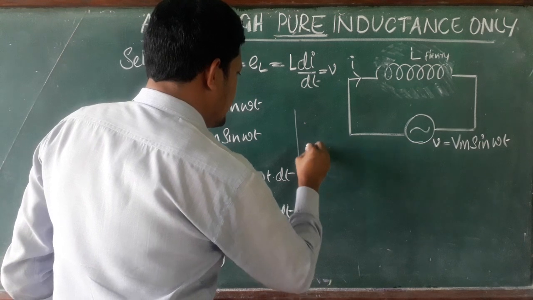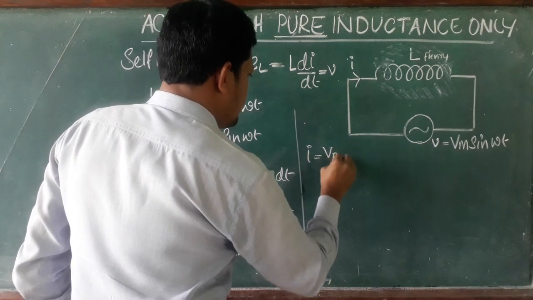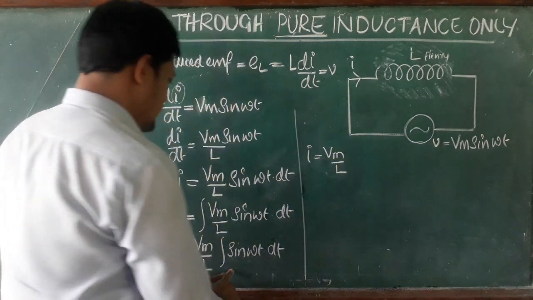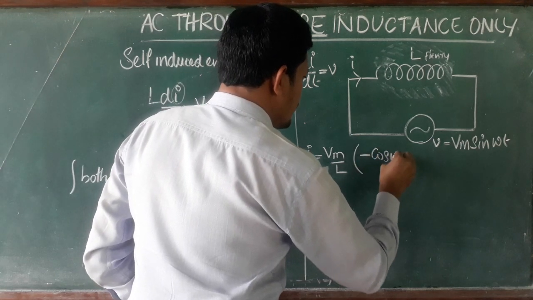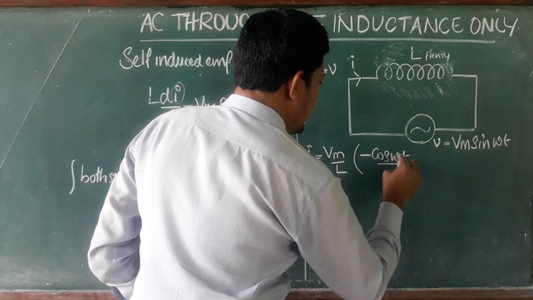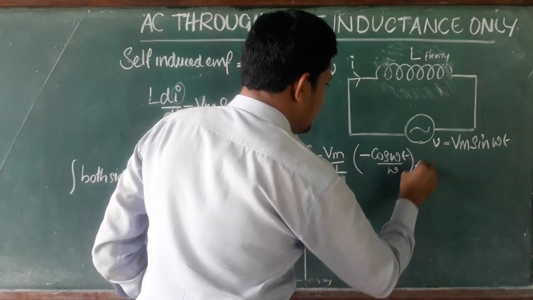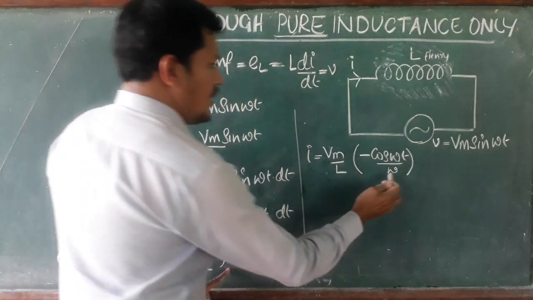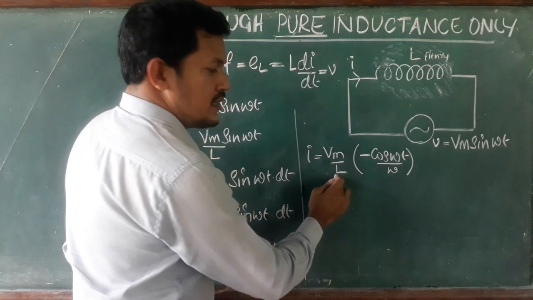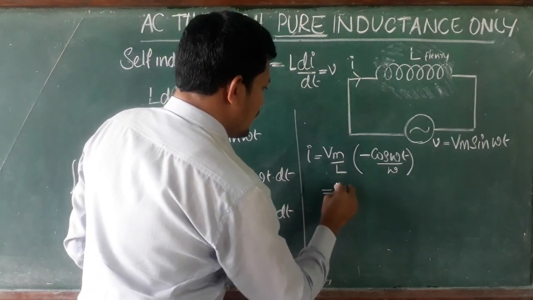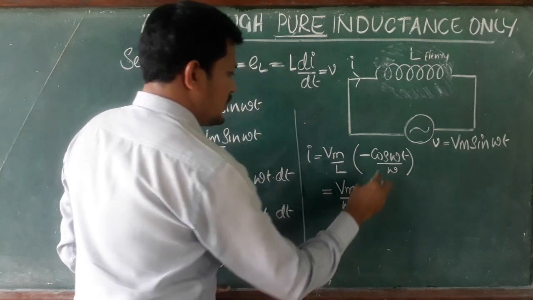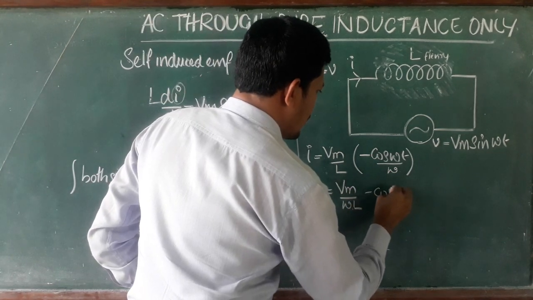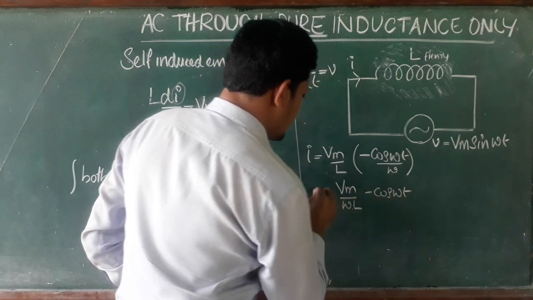So I equals Vm by L, and on integration we will get minus cos omega t divided by the constant omega. Clear? Now I am taking omega outside. So I equals Vm by omega L into minus cos omega t. This is the expression for I.